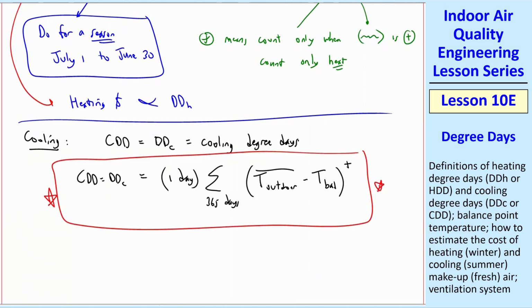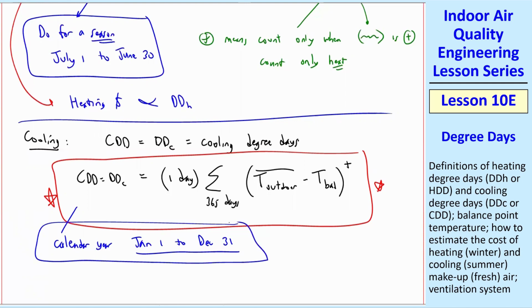And the T-bal may or may not be the same as our 65 degrees when we're doing cooling. The difference is this is based on calendar year. So this is January 1 to December 31. So that's an actual calendar year. And that makes sense because you want to make sure you go through the whole summer cooling. Of course, this would be exactly opposite if you lived in Australia.